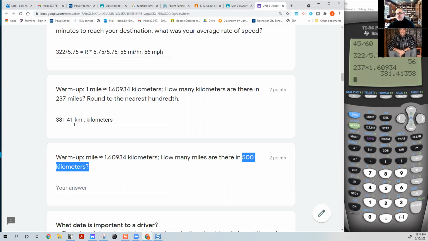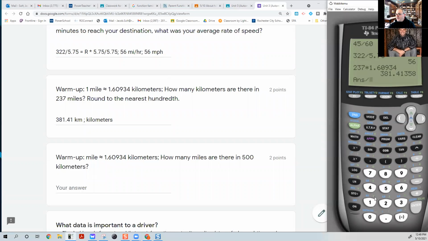Well, let me think about this previous question I just had. 381 kilometers. If I was to divide this by 1.60934, it would then give me my miles, right? There's my 237 miles from the previous question, which means I can take this conversion factor and divide it by kilometers and get the miles, right?